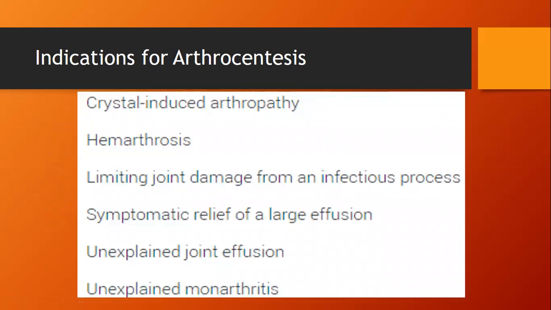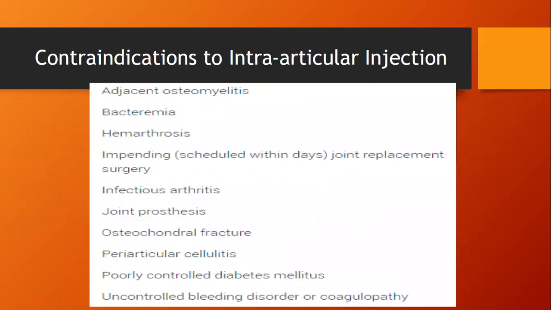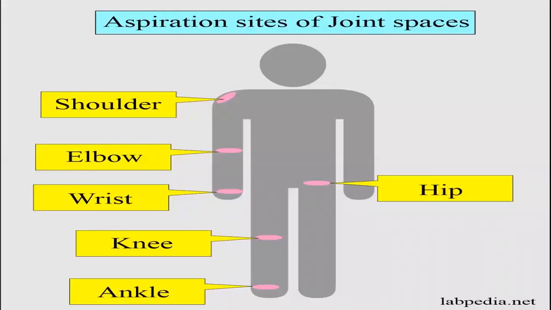These are the other indications for arthrocentesis. Okay? Now, these are the contraindications to intra-articular injection. Now, I've mentioned that synovial fluid can be aspirated, can be collected from joint spaces or from articulating or movable joints. Okay, so these are the sites wherein we could perform arthrocentesis.